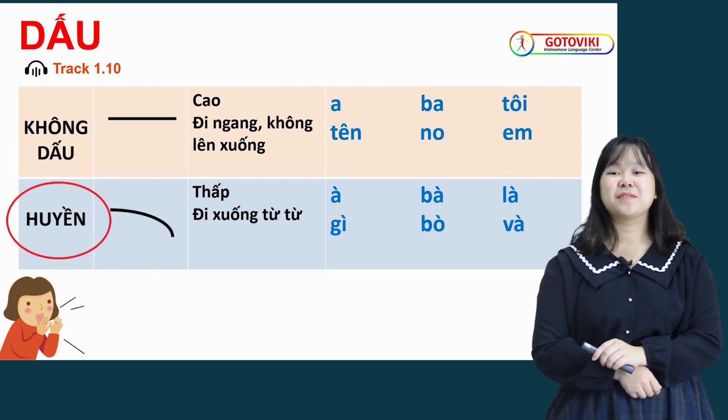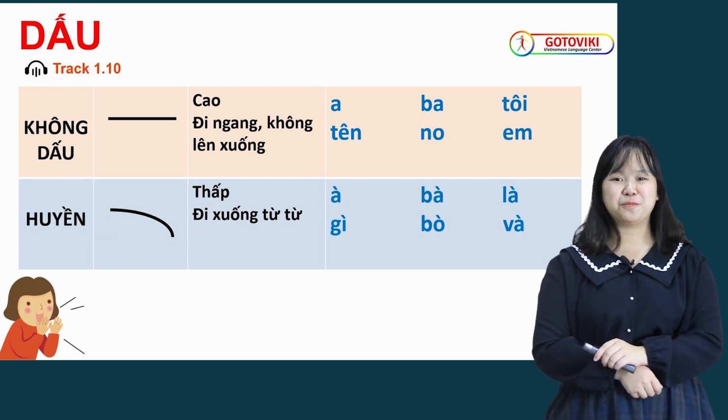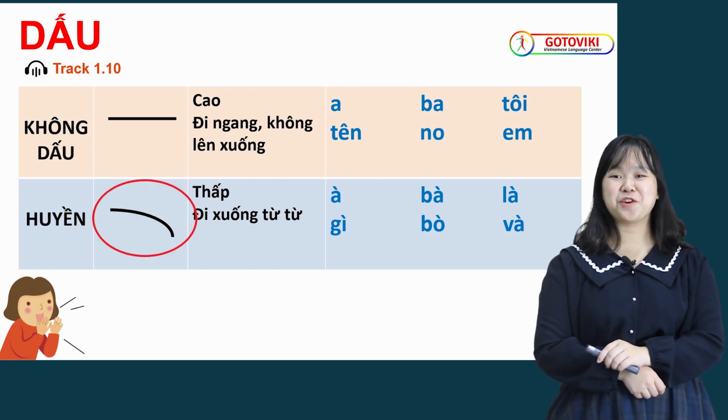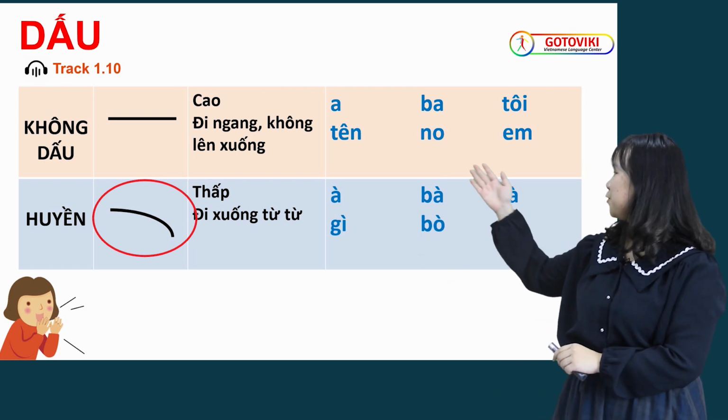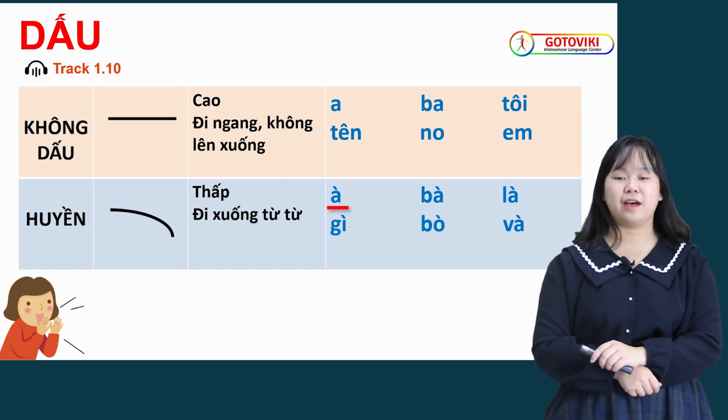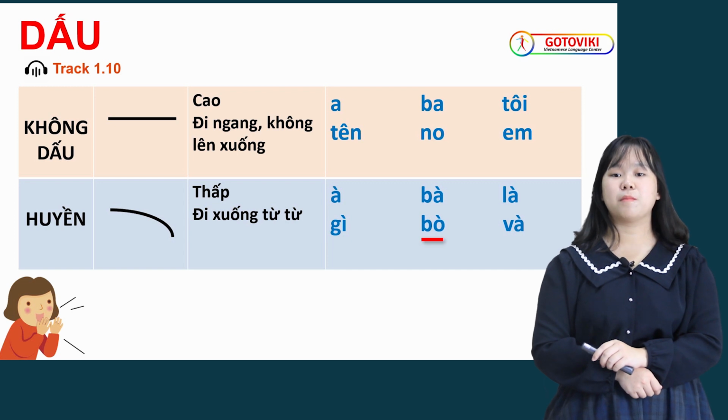Secondly, we have thanh huyền. For example, a, a, a. This is a low tone and the pronunciation goes down slowly, like this illustration. Let's practice through some examples. A, ba, là gì, bò và. Okay, now let's compare two tones that we have just learned.